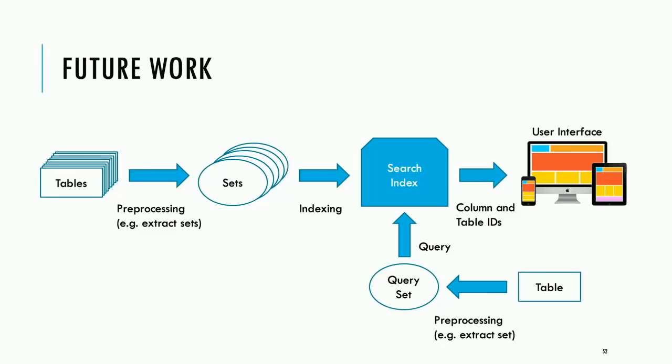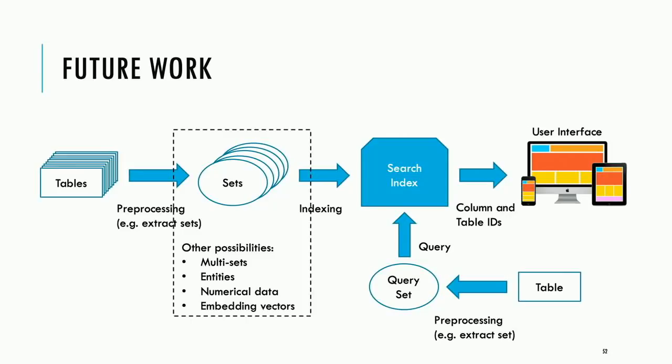So in terms of future work, there are many different directions that we can go. The first one I want to talk about is the pre-processing step. So far, we only considered equi-join on data values. We haven't really considered the case of, let's say, multi-sets. What if your joinability definition is not on distinct values, but on the number of rows? You want to maximize the number of rows you join. So you may want to use multi-sets.